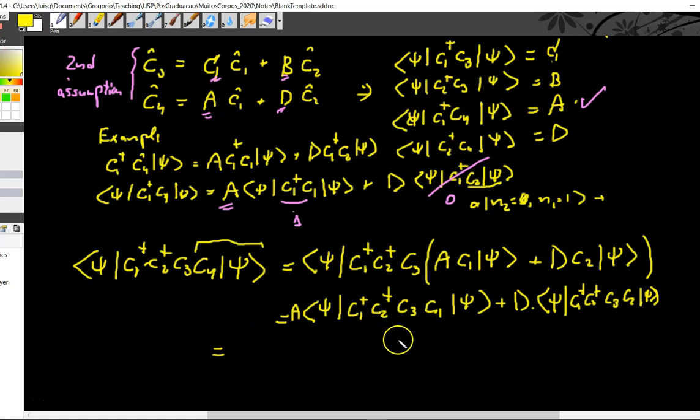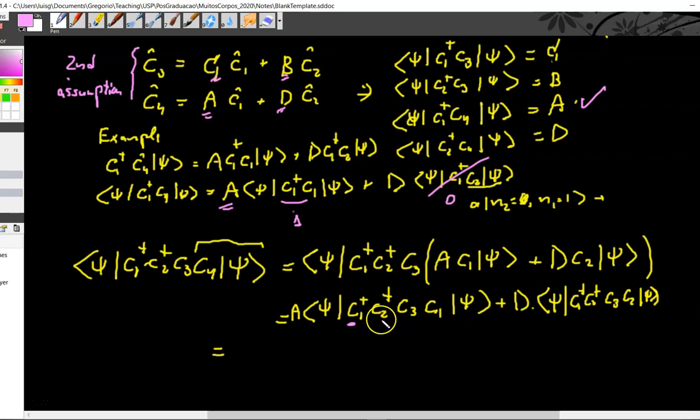Okay. So next step is to try to get number operators of 1 and 2 here. So I need to get this guy close to this one so that I can act with a number operator C1 dagger C1 on psi, which I should get just psi, right? So in order to do that, I have to replace with this guy.